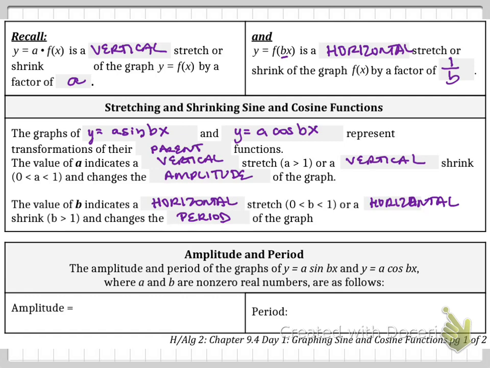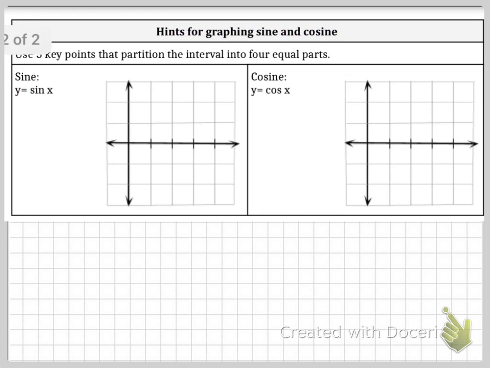So the amplitude and period of the graphs y equals a sine bx and y equals a cosine bx, where a and b are non-zero real numbers, are as follows. The amplitude is the absolute value of a. It's the number in front. Just take away the signs, it's just going to be positive. The period is 2 pi over b. So let's take a look and practice this.